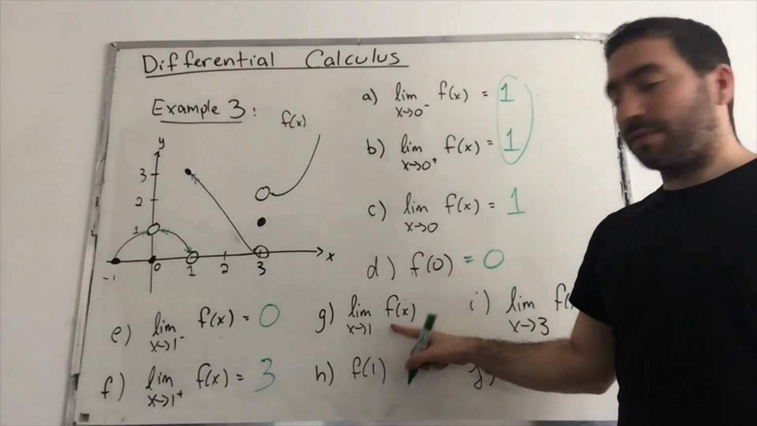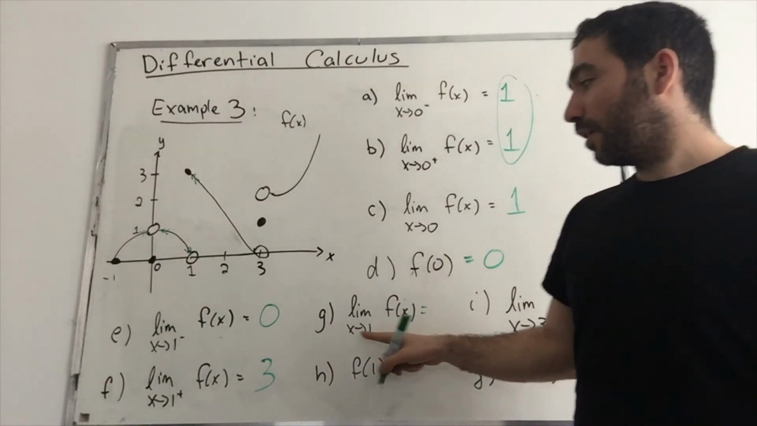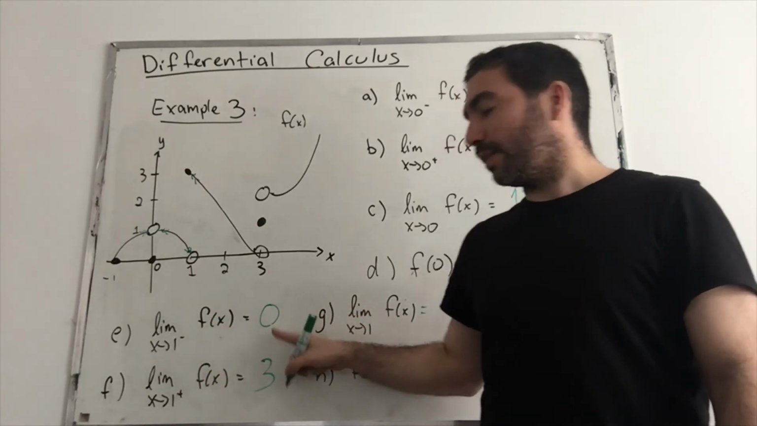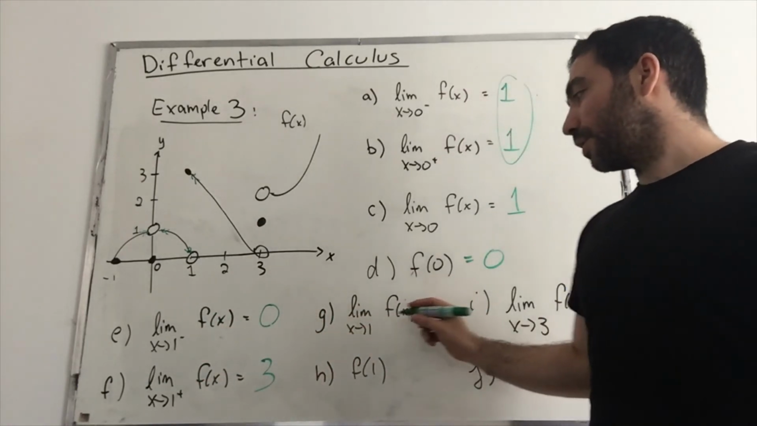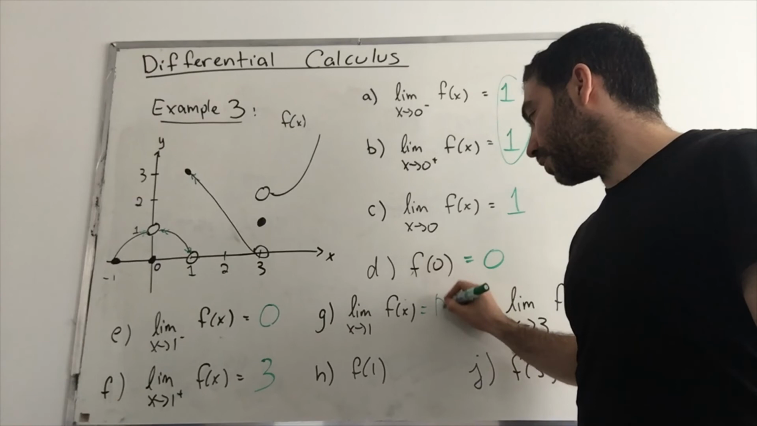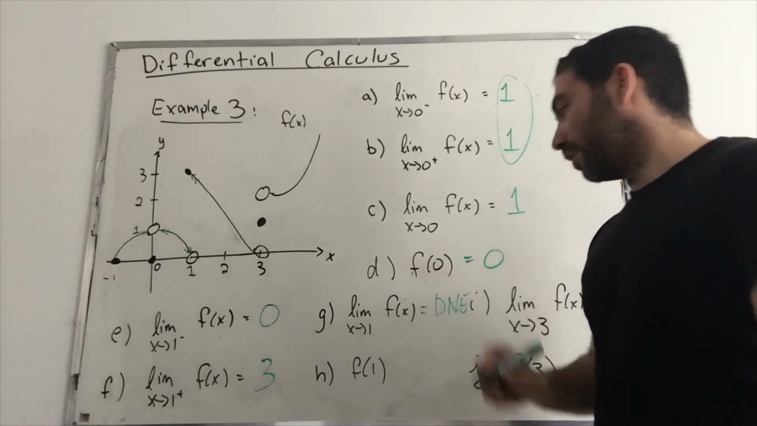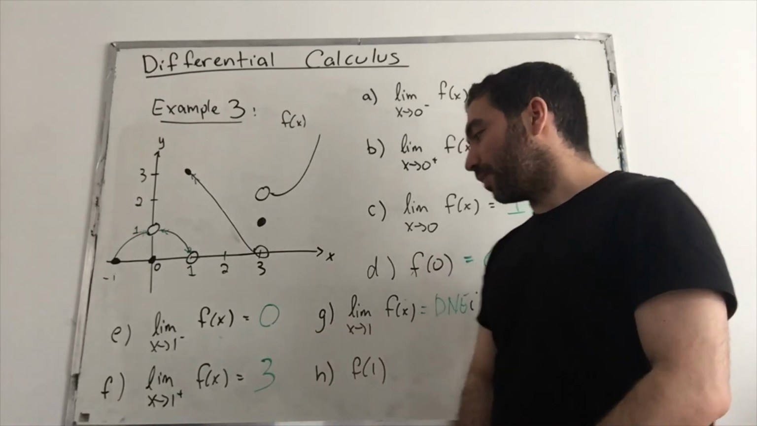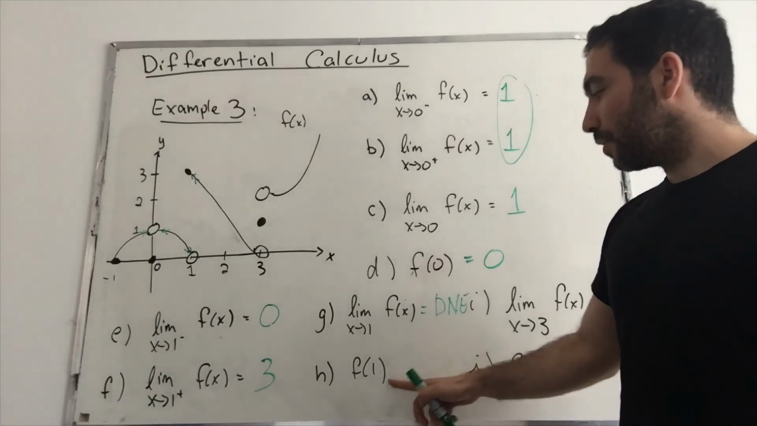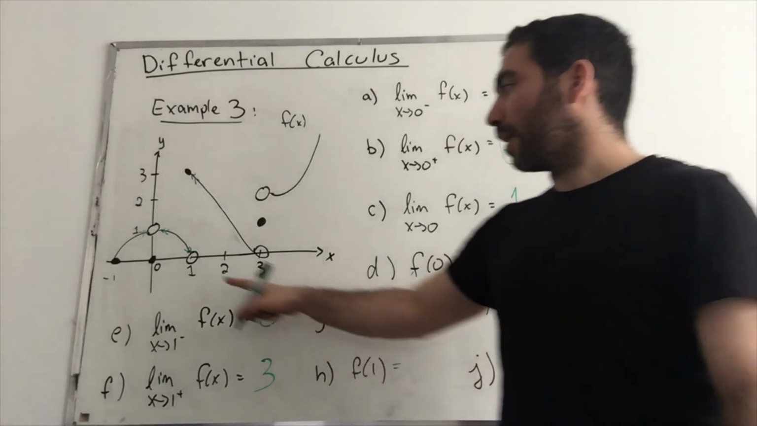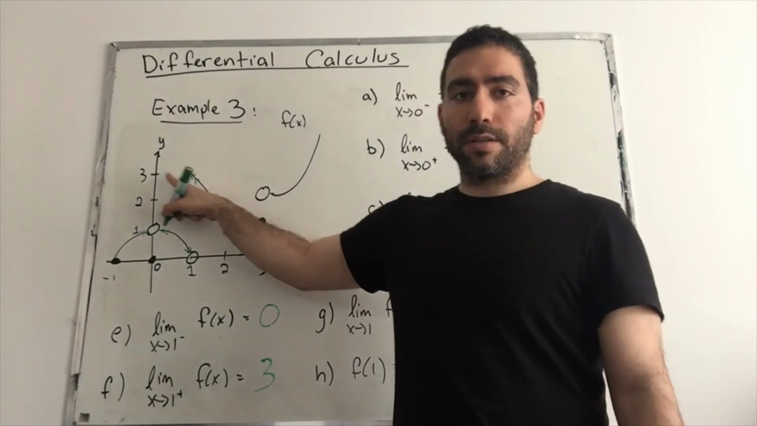Limit as x approaches 1 of the function. Since the left-sided limit and the right-sided limit give us different values, they're not the same. This does not exist. The limit doesn't exist because the left-sided and right-sided limits give different values, but at 1 it's defined, since it's a solid dot, it's defined at 3.